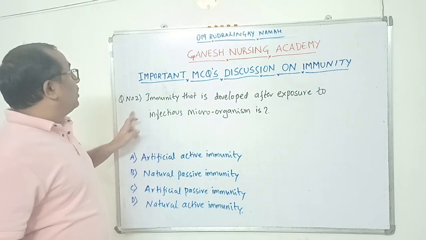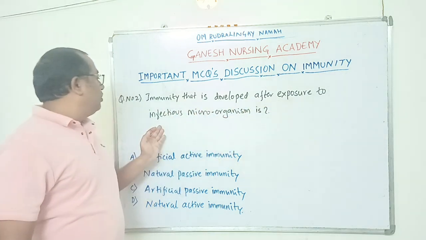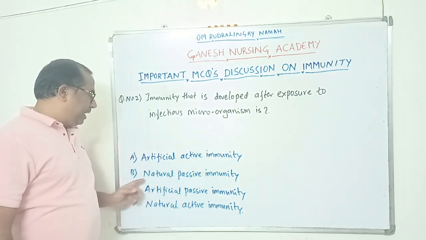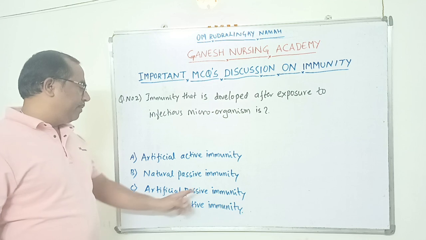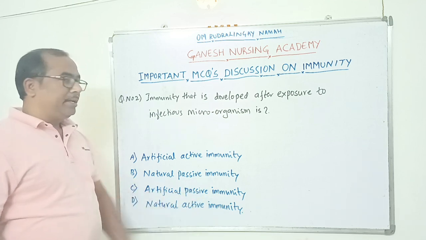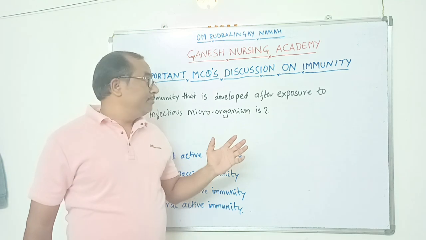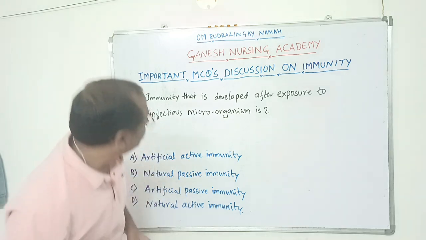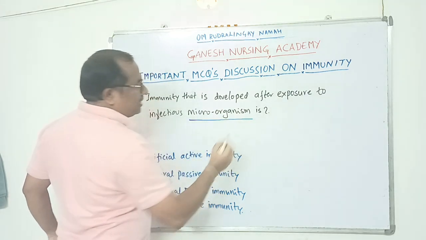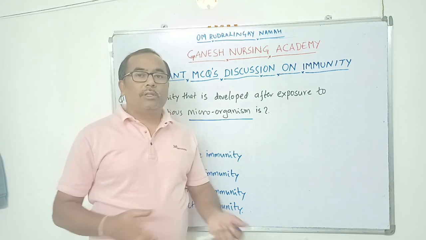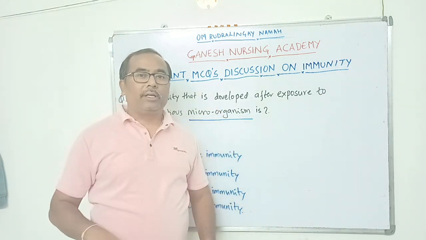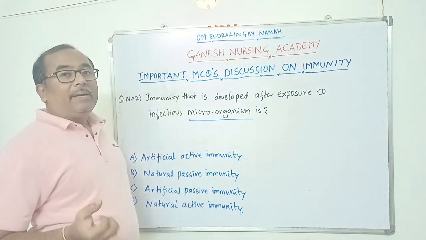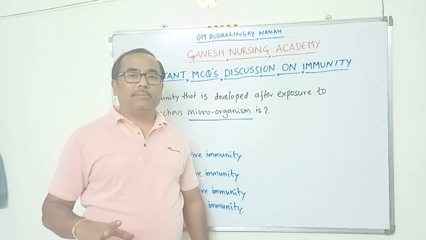Question number 2. The immunity that is developed after exposure to infectious microorganisms is: option A, artificial active immunity; option B, natural passive immunity; option C, artificial passive immunity; option D, natural active immunity. Here the person has been exposed to microorganisms, meaning he has got infected. The microorganisms have entered our body. So after the entry of microorganisms, what kind of immunity will he develop? This is the question.